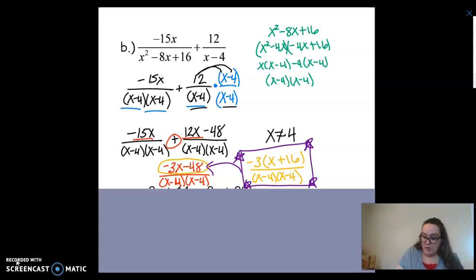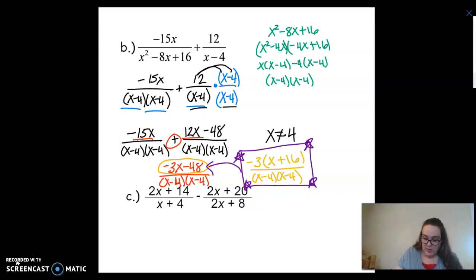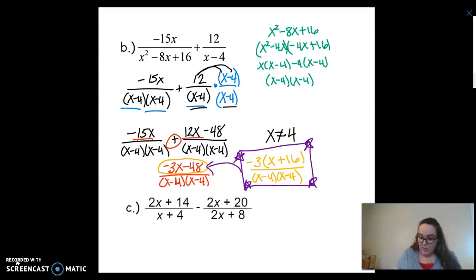Next question here on this page. After you write it down, I want you to factor any of those pieces that factor, and I will tell you 3 out of the 4 of them will factor.